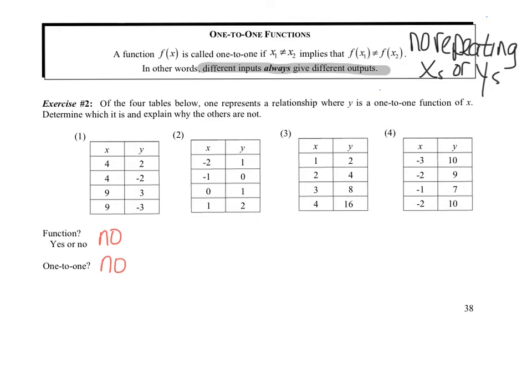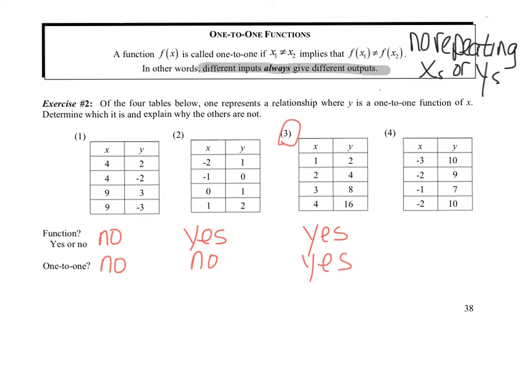So that's a no. Number 2, I don't see repeating x's. So yes, it's a function. But I do see repeating y's, so it's a function, but it's not one-to-one. In number 3, I see no repeating x's, so yes, it's a function. And I see no repeating y's either, so this is also one-to-one.